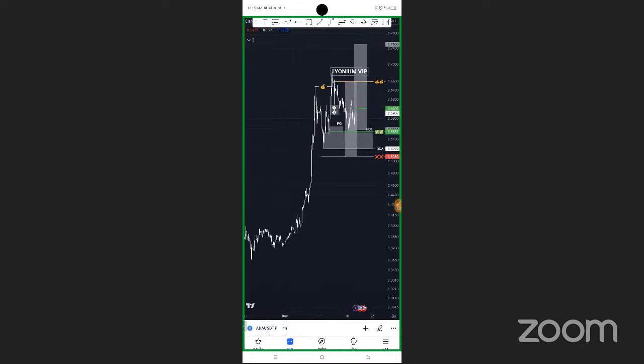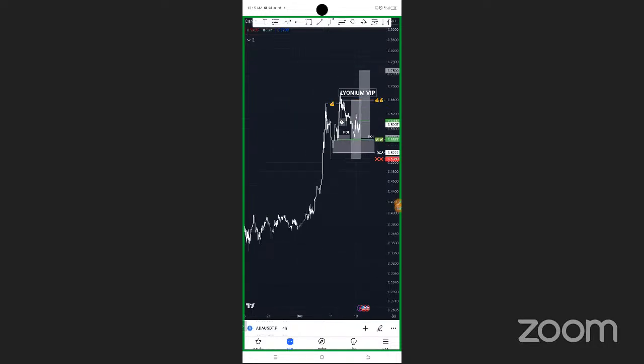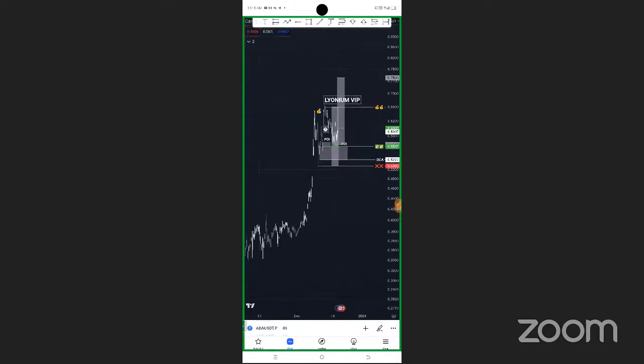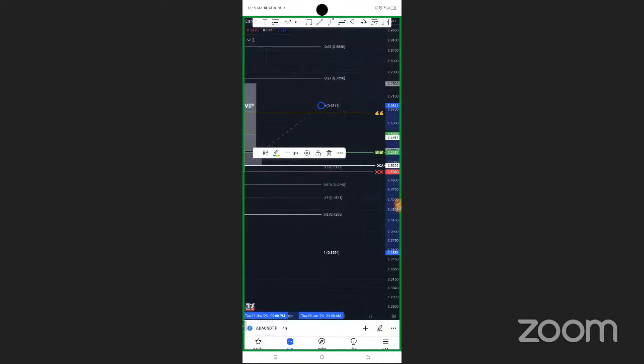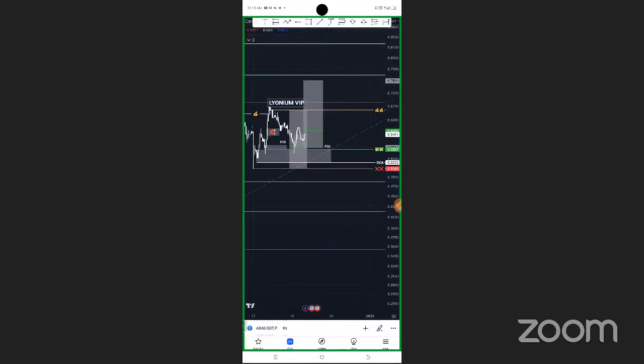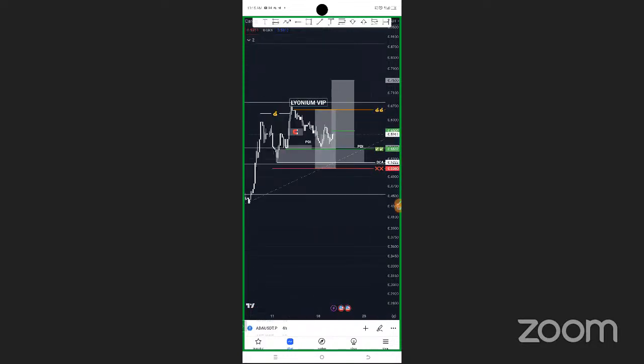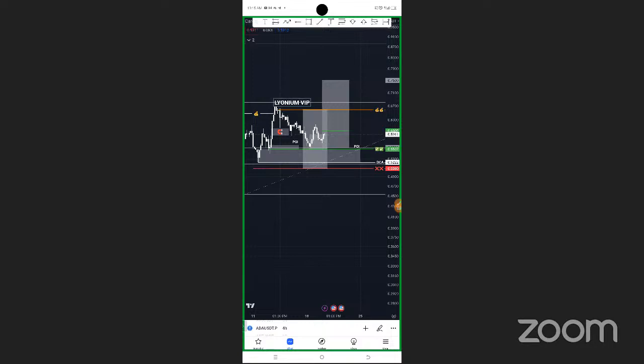let me fib it again. So it reacted to our normal fib level, the 0.382. So that was where I took entry from. Around the 17th of December, I took entry from that position here.